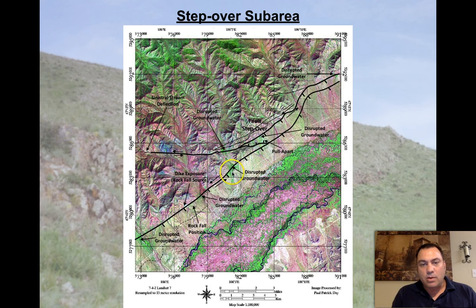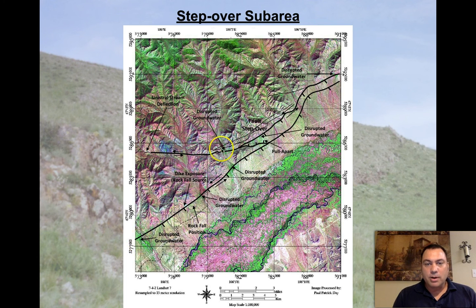We have disrupted groundwater, another zone of disrupted groundwater. There's an amazing dike exposure located here that was putting all kinds of very distinctive rocks and debris into the colluvium and into the alluvium down below. And some of that stuff was offset. In fact, we found a rockfall that was clearly offset from this position that I'll be describing a little bit later. And again, another disrupted groundwater.